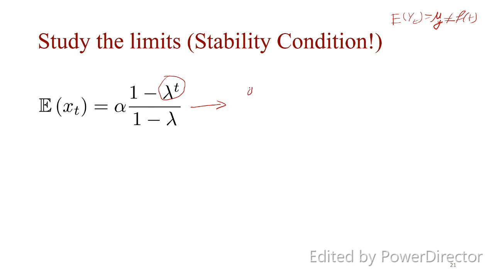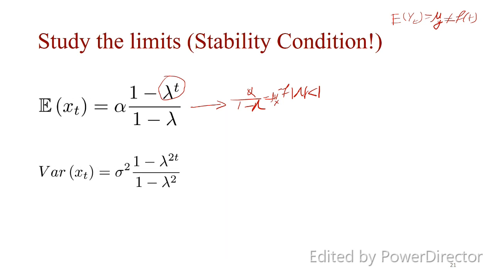This goes to alpha over 1 minus lambda if lambda in absolute value is smaller than 1. Because if lambda in absolute value is smaller than 1, then we don't have a problem over here, and this becomes what? A constant, which we're going to call mu of x, which, as you can see, is not a function of time anymore as time goes to infinity.